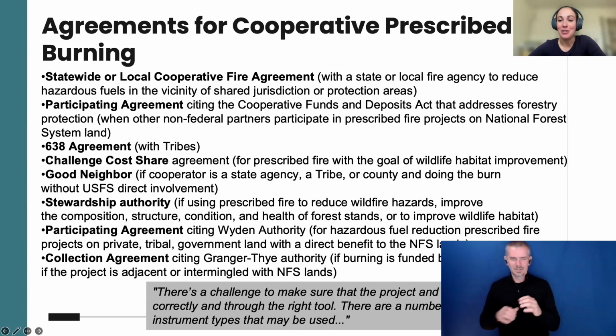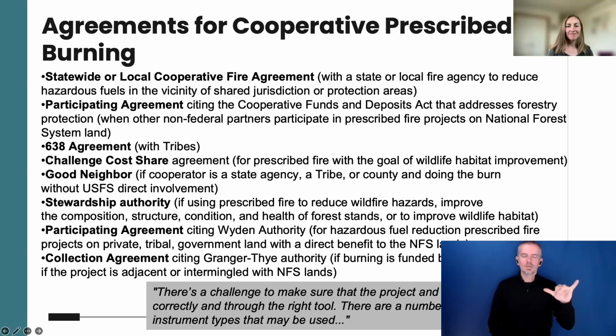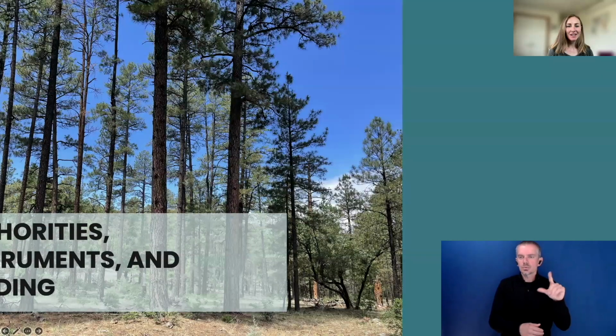So now I'm going to hand it over to Emery to talk briefly about that decision-making process. And I want to just quickly note again that we do have G&A policy experts here in the Zoom room with us to dig into some of those nuances of these tools and the decision-making about them. So Emery, I'll turn it back to you to talk about authorities, instruments, and funding. Great, thanks, Emily.